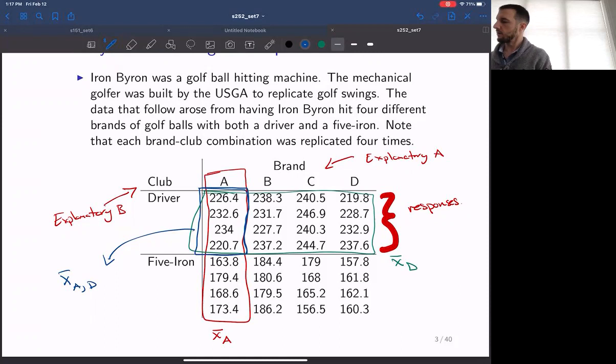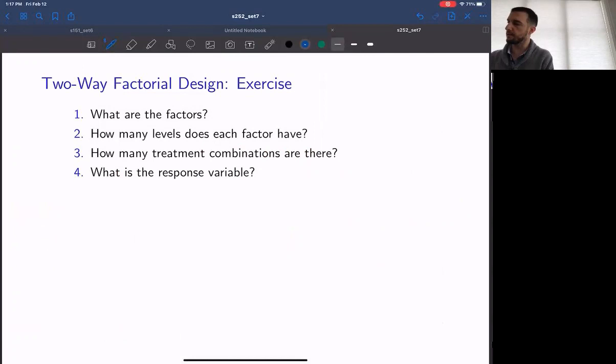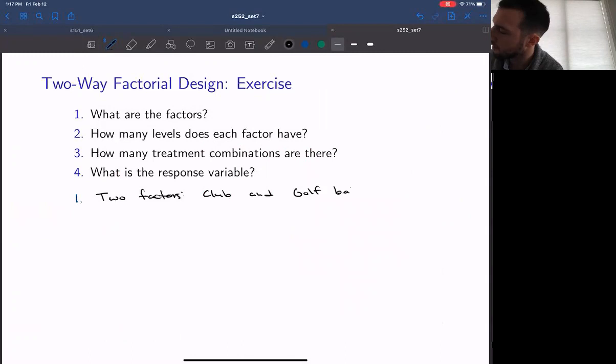Okay, so let's summarize what we have seen in the previous table. Question one asks, what are the factors? We have two factors: club and golf ball brand. Question two: how many levels does each factor have? The level has the same definition as it did before. Club has two levels, driver and five iron.